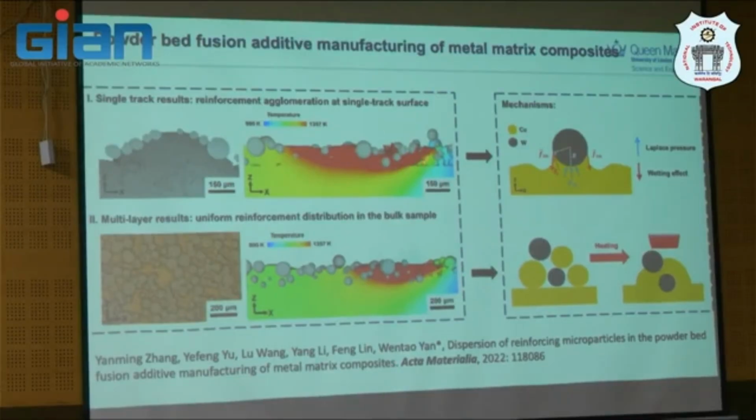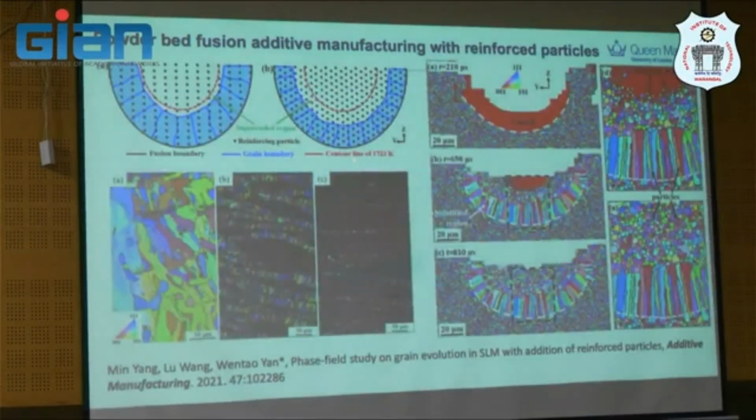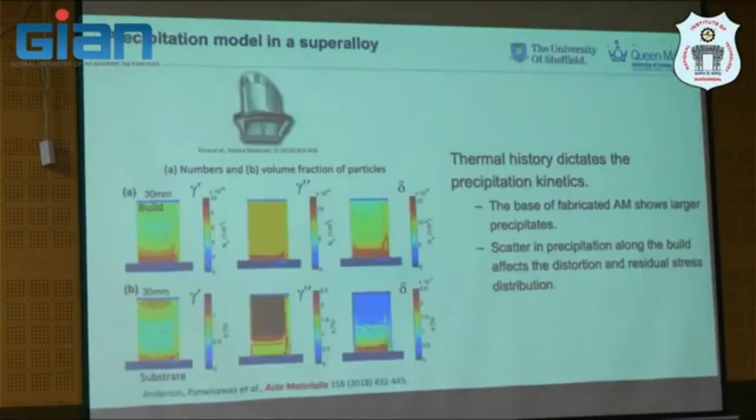So some people use a higher absorptivity material. For example, this is tungsten, and they try to use tungsten to melt copper. And this is another work where they use reinforced particles and try to predict the microstructure. Again, this falls into microstructure simulation, which I will talk about more separately in one single long lecture as well. And again, this is a precipitation model that I mentioned to you.